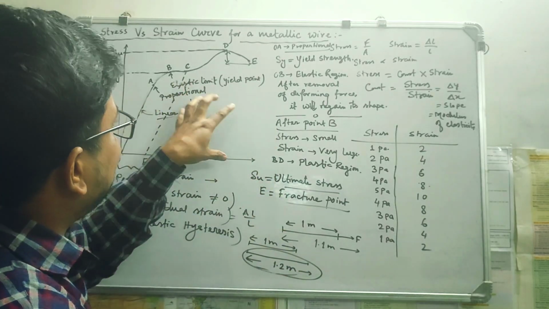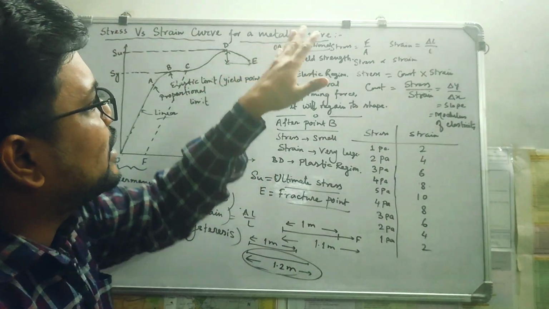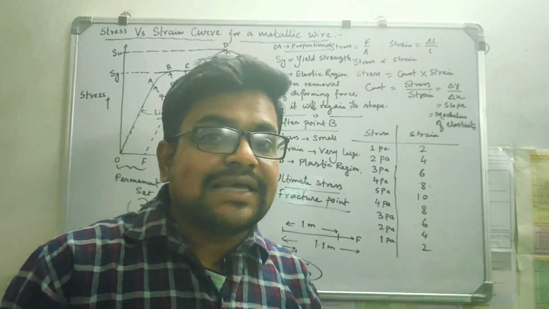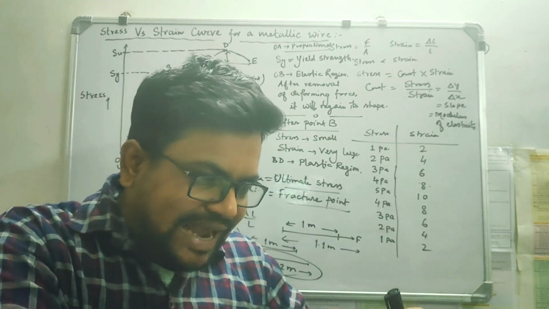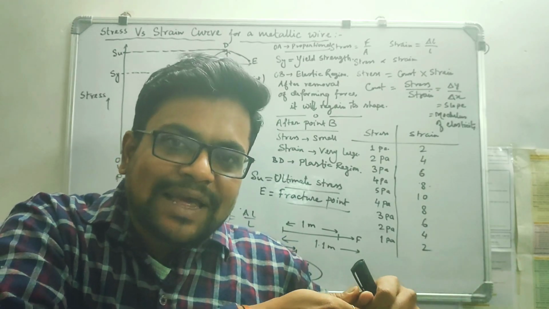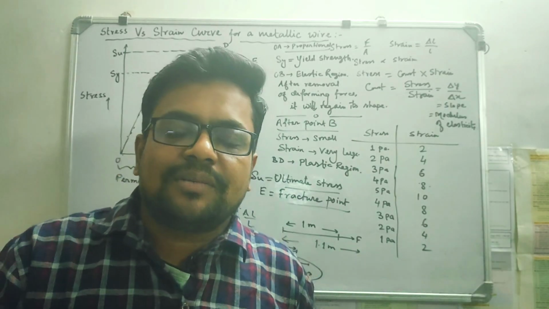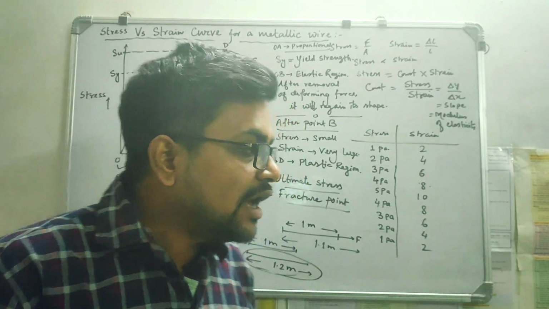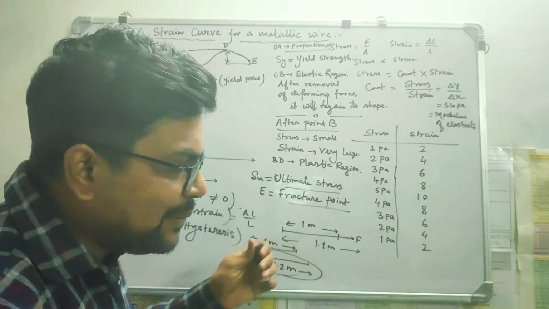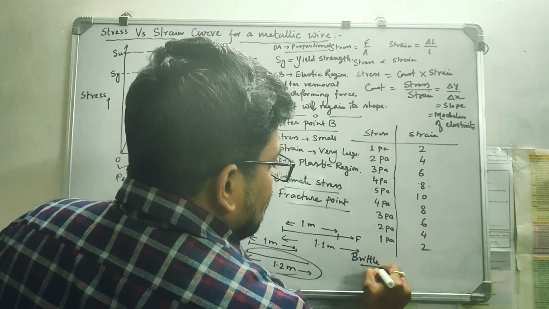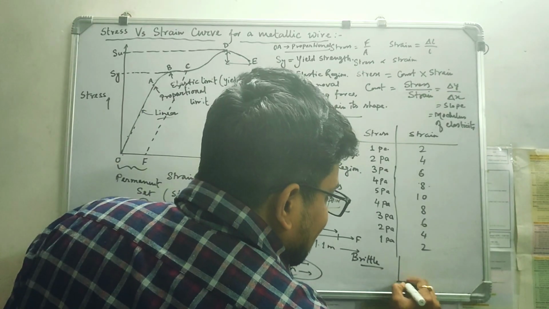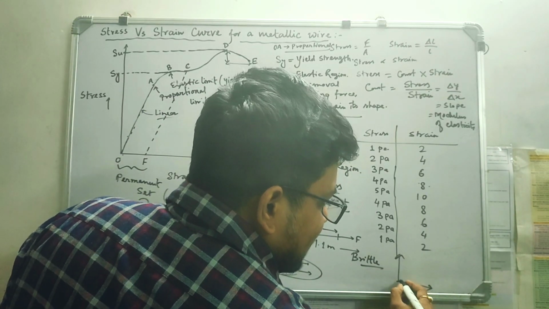So this is the stress versus strain graph for a metallic wire. Especially this is for a ductile material. Ductile means that by applying force we can increase the length of the wire. That is a ductile material. And for a brittle material, what will happen? I am just writing here. For a brittle material, you can see the stress versus strain graph.